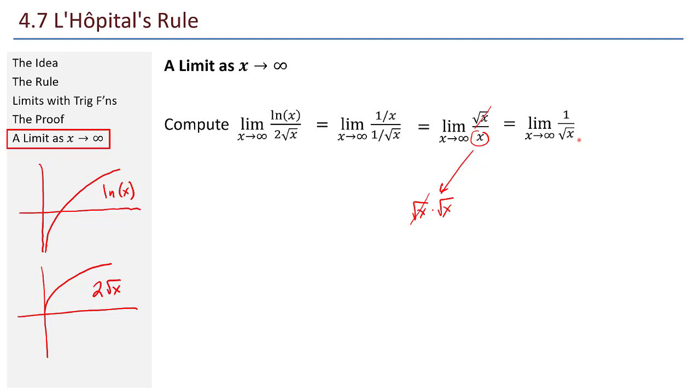And now I can see pretty quickly what the answer to this is. That denominator grows larger and larger without bound. So this limit is 0. And that's L'Hopital's rule. It is a really neat method for computing some tricky limits.